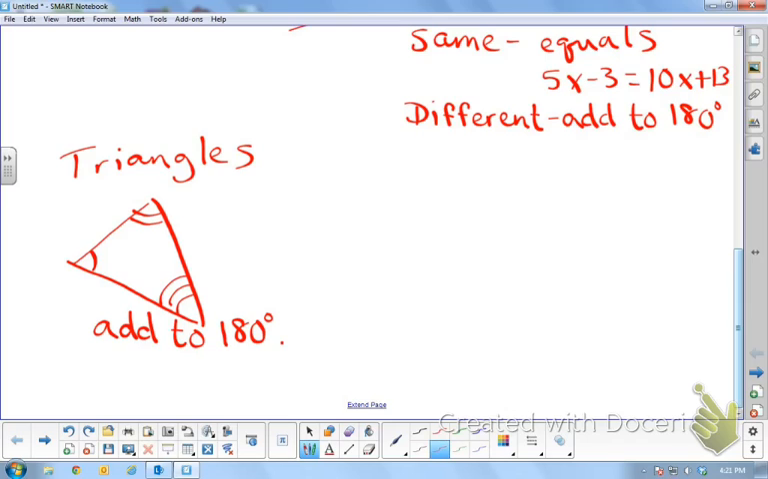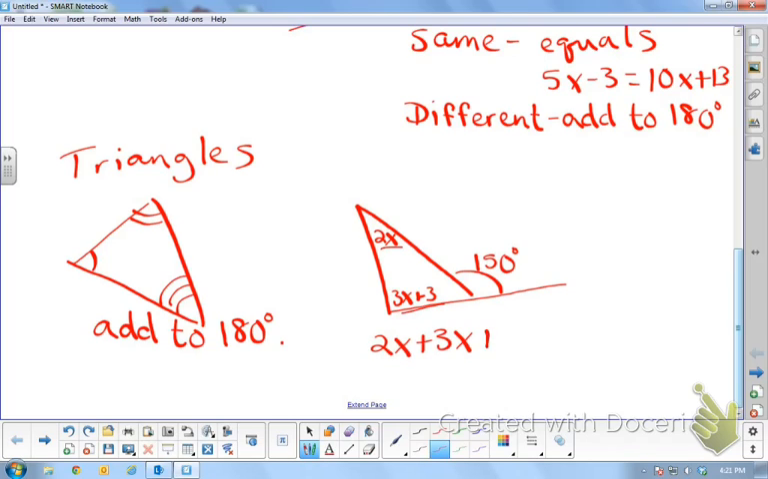And we also learned if we have a triangle with an exterior angle, an angle outside, then the two angles inside equal the outside angle. So again, if we had 2x and 3x plus 3, and then this angle out here was 150 degrees, instead of using 180 or 360, we would add each piece, 2x plus 3x plus 3, and set it equal to 150 degrees.